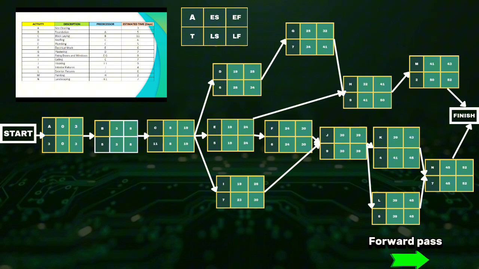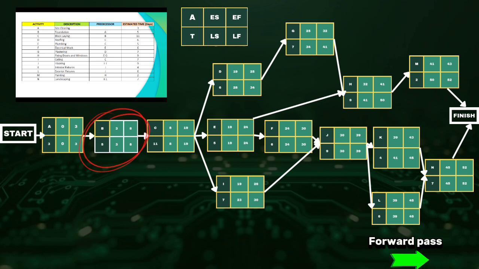Let's start with the forward pass. Since activity A has no predecessor, the earliest start will be 0, so we can compute the earliest finish time using the formula: earliest finish is equal to earliest start plus time. By applying the values from the given data, we will start to compute the forward pass. Since the estimated time for activity A is 3, it means 3 plus 0 is equal to 3, and we will just continue the process.